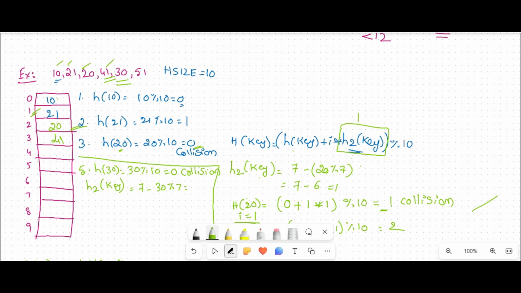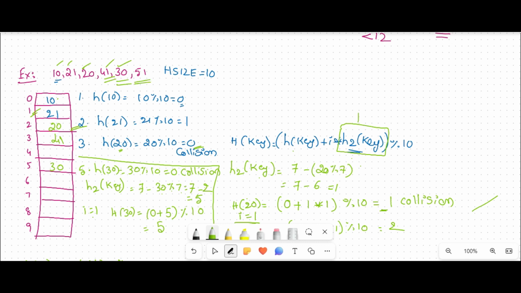So see what happens here. H2 of key equal to 7 minus key modulus 7, where 7 is the prime number. What is the key we want to insert? 30. So 30 modulus 7. 7 4s are 28, so the remainder is 2. 7 minus 2 is 5. So I equal to 1. Then capital H of 30 equal to small h of 30, which is 0, plus I value 1 into 5, modulus 10, which is equal to 5. So in the fifth cell, the element 30 is inserted. So 30 is also completed.